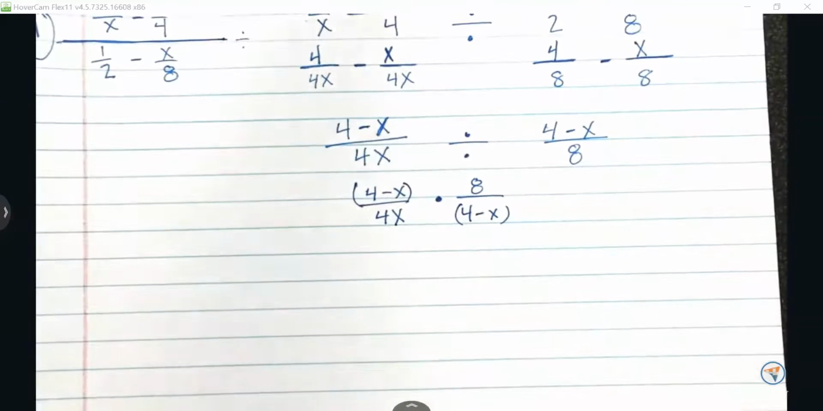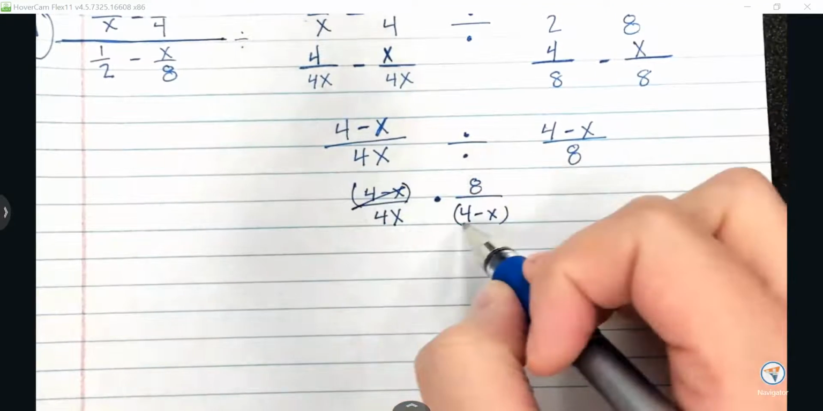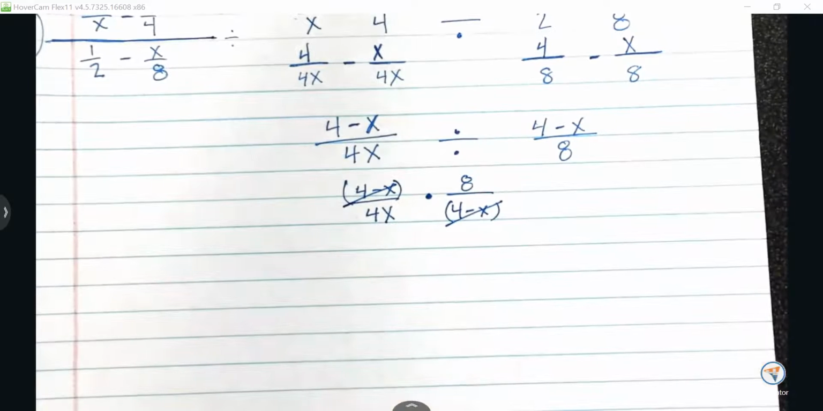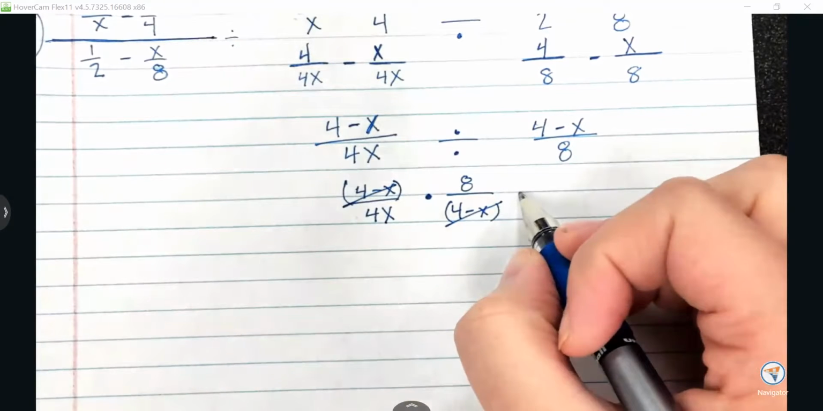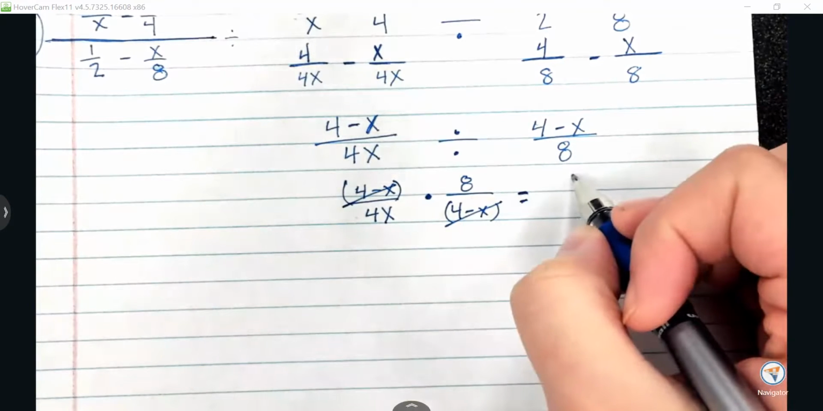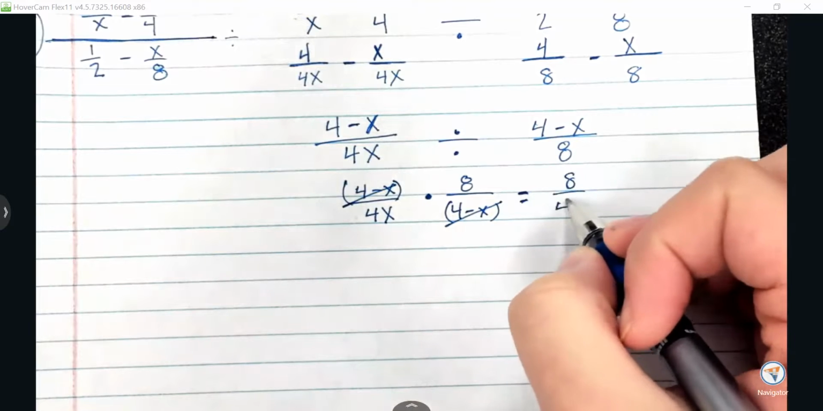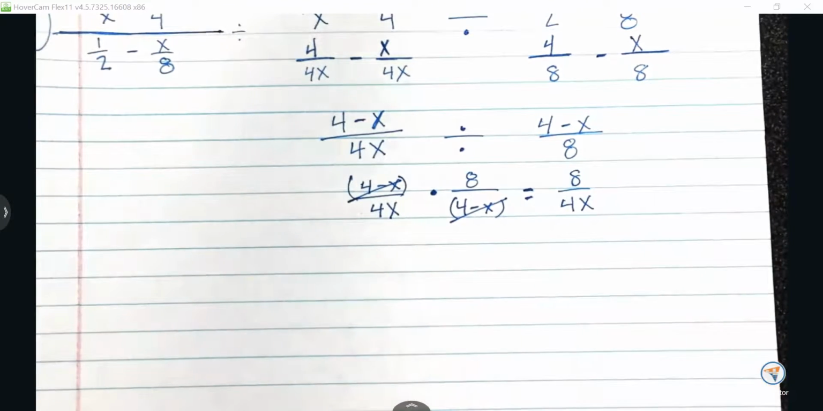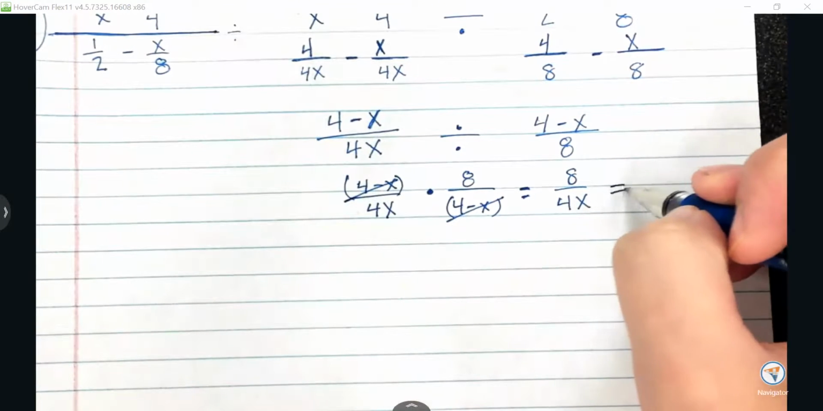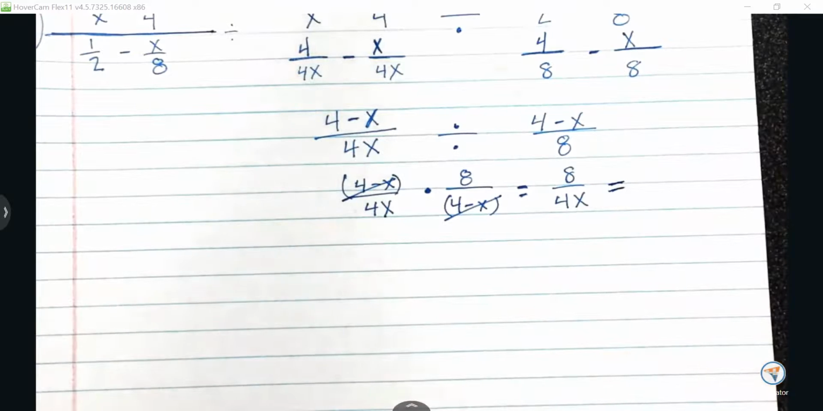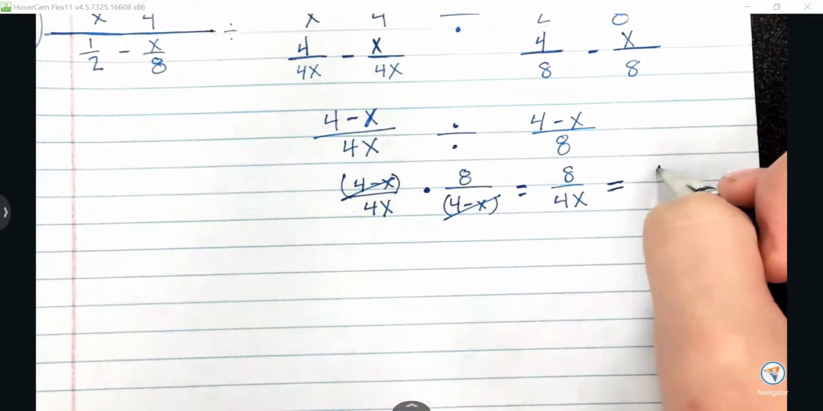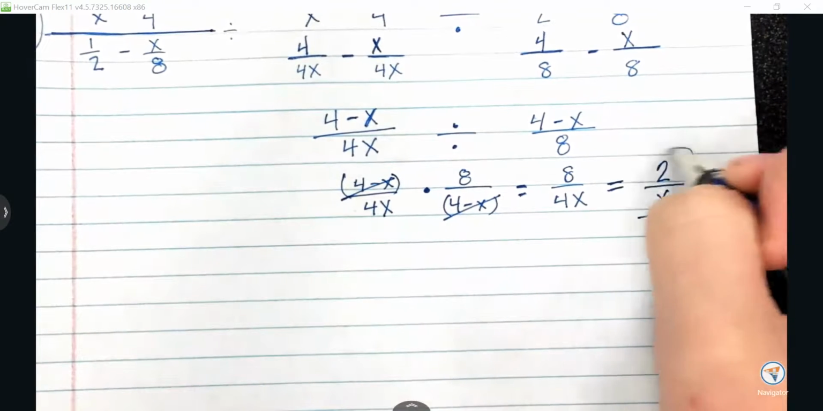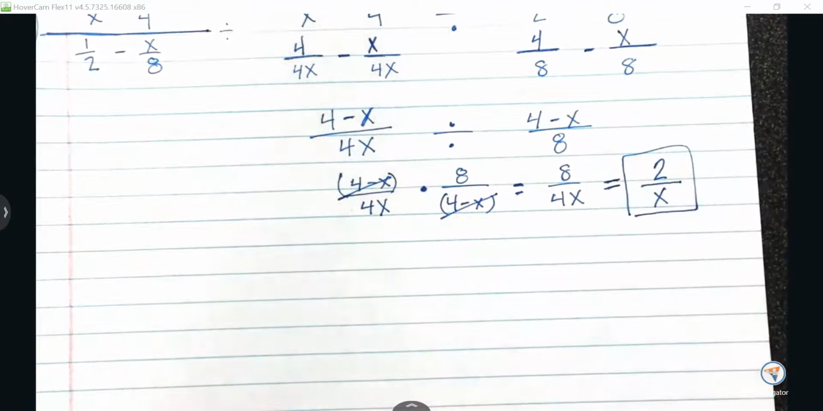Now what do you notice can happen? I can cancel. My 4 minus x's can cancel. I can either do more canceling right now or I can cancel at the end. So I have 8 over 4x. What is 8 divided by 4? Where does it go? On the top. So my final answer would be 2 over x. Okay.